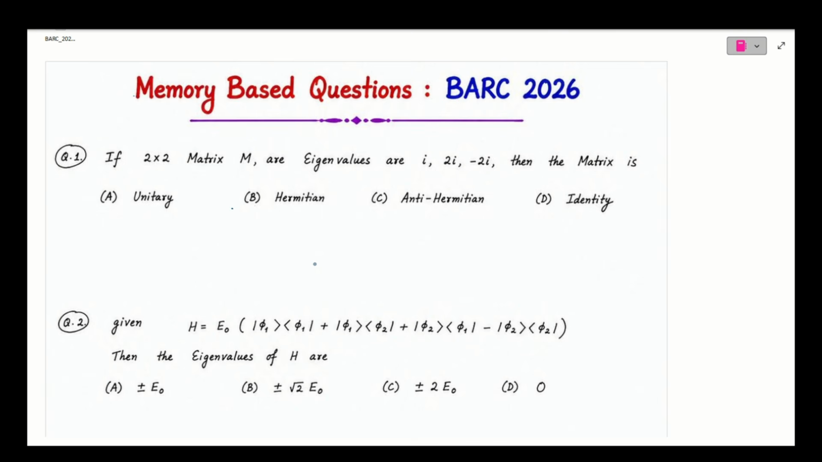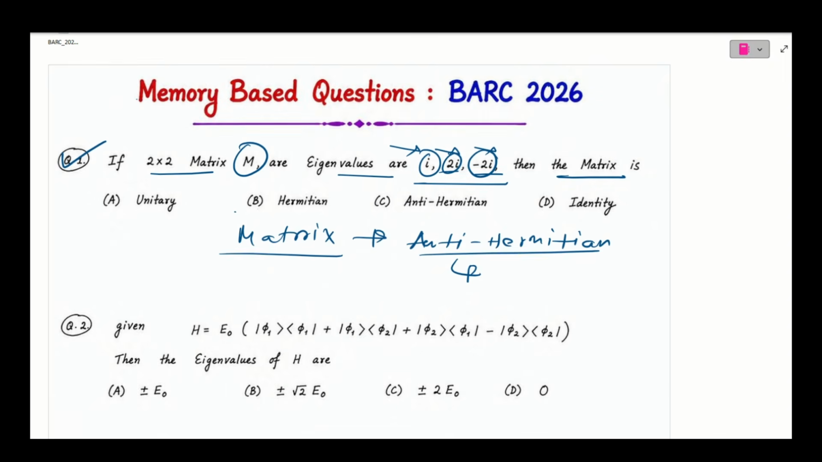So the first question is, if a 2 by 2 matrix M has eigenvalues iota, twice iota and minus twice iota, then the matrix will be... So here we can see that the eigenvalues are purely imaginary. Okay, so iota, twice iota and minus twice iota. So here the eigenvalues are purely imaginary, therefore the matrix M must be an anti-Hermitian matrix. Okay, so option C will be the correct one.